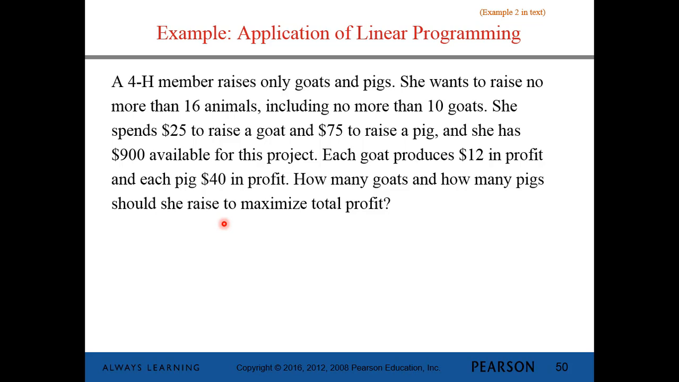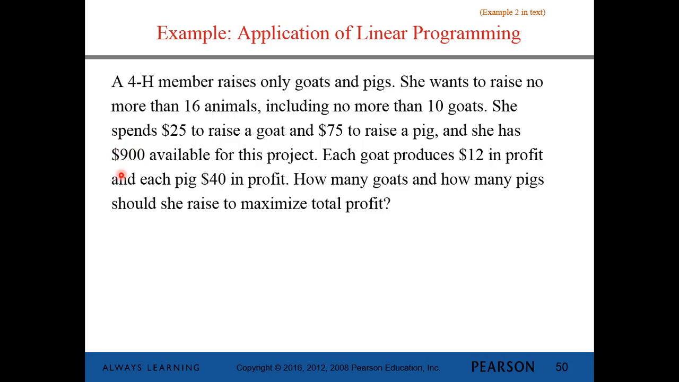So we're talking about maximizing profit, so our z function or objective function is going to involve $40 times the number of pigs and $12 times the number of goats. So let x be the number of goats and let y be the number of pigs. Then we know that the total number of animals cannot be more than 16, so x plus y has to be less than or equal to 16. And then the number of goats, which is x, has to be less than or equal to 10. And then the cost: we have 25 times x plus $75 times y, and that has to be less than or equal to $900, right? That's all the money she has.